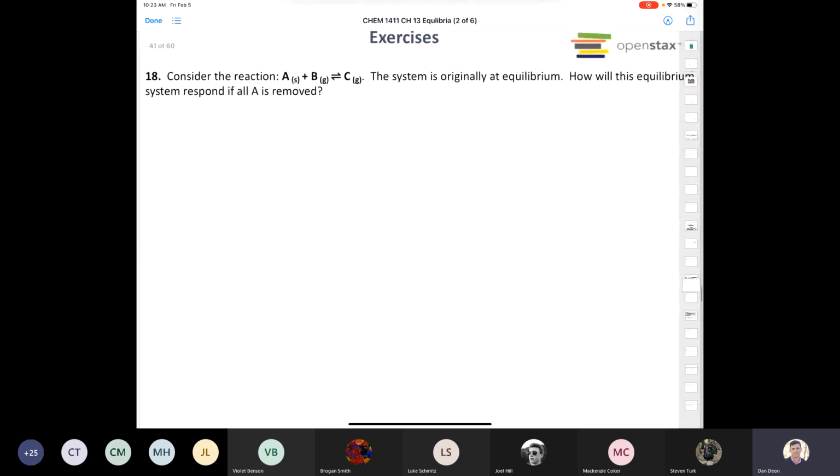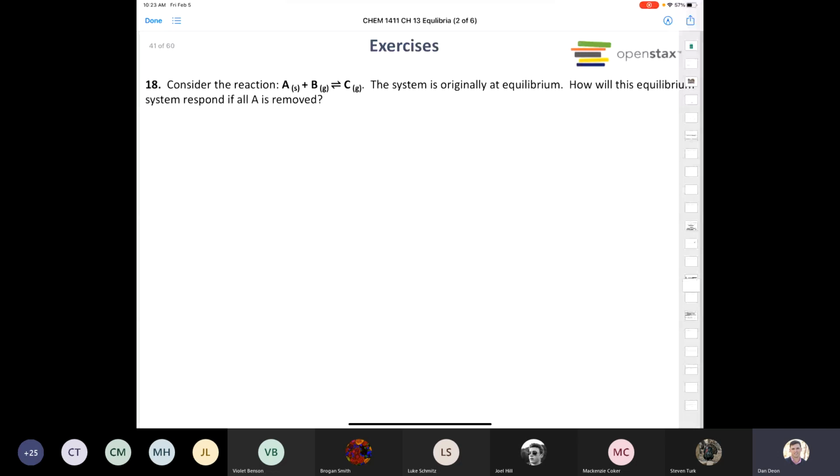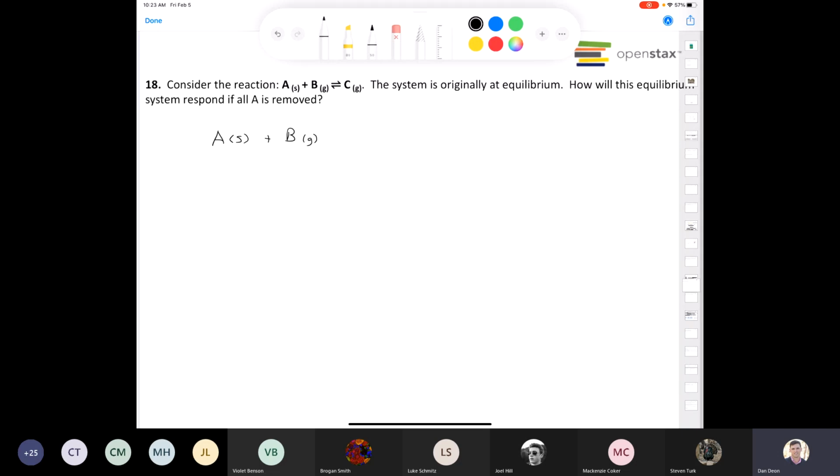Le Chatelier's principle. Nothing mind-boggling in question number 18. It just says we have some kind of equilibrium. We have A, which is a solid, plus B, which is a gas. You see why phases are so important. How will this equilibrium respond if all of the A is removed? And this is what I was getting at. If you remove all of it, so all of A is removed.